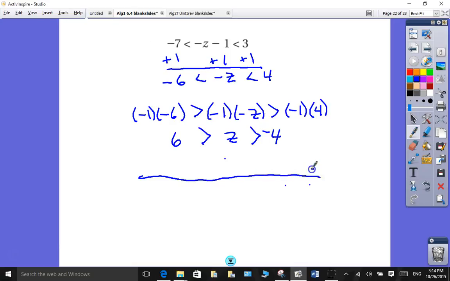Sorry for my wiggly line, but I think we get the point. Okay, what number goes on the left? It's not 6, right? 6 is on the left, but it's greater than negative 4. So I put negative 4 on the left and 6 on the right. Both of these are not "or equal to," so I use open circles, and I shade in between.